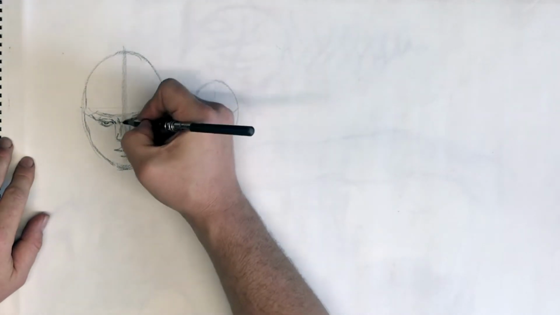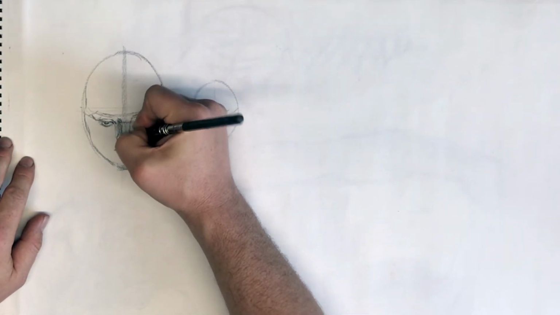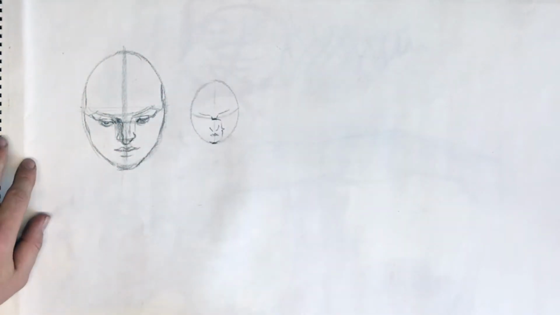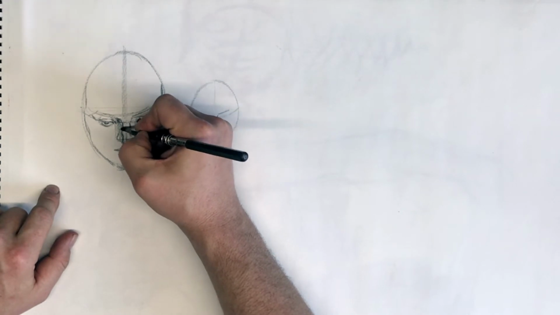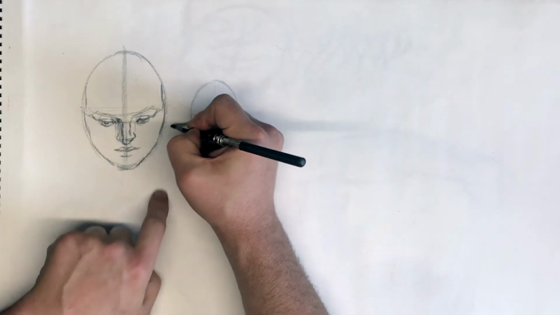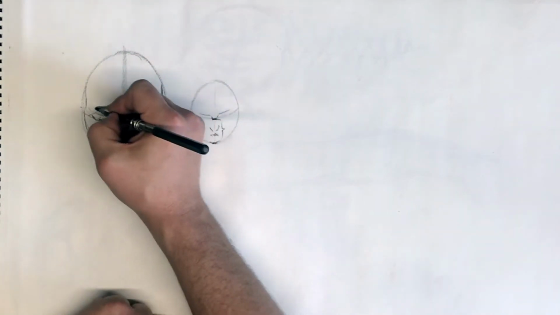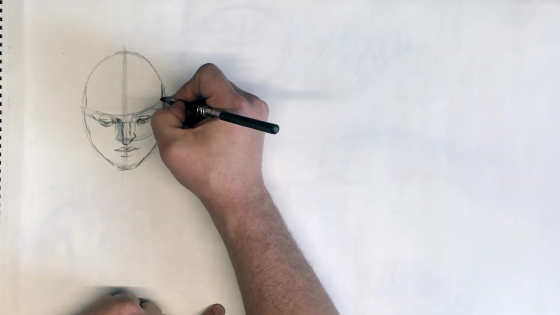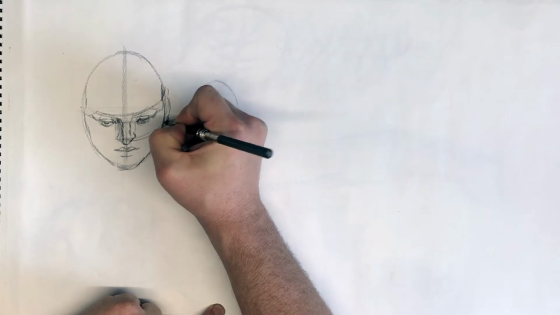Okay, just for the sake of clarity, I'm going to put in a little bit of shadow so you can see what's going on here. That way. Okay, let's place the ears. So we know that the ears are going to sit between the base of the nose and the brow line. So the top of the ears might start somewhere here, like this, and come down this way.